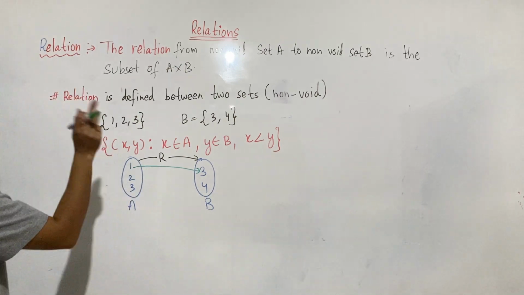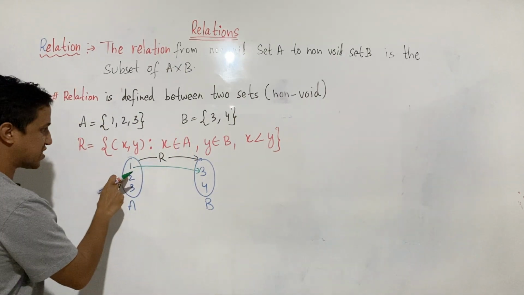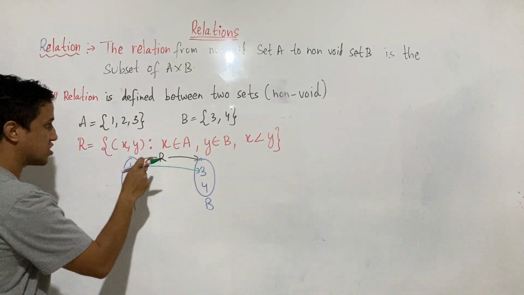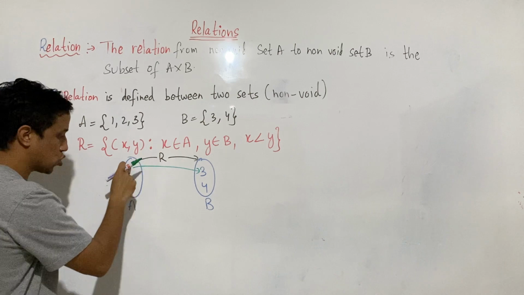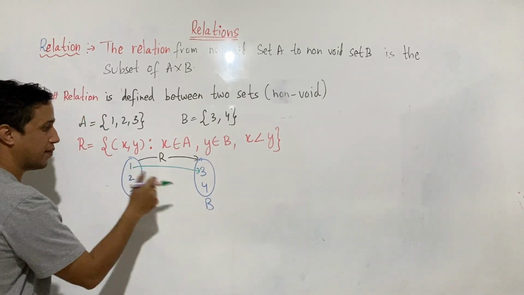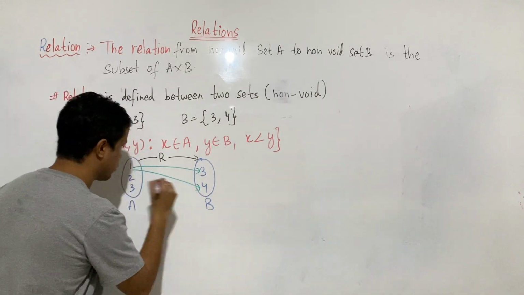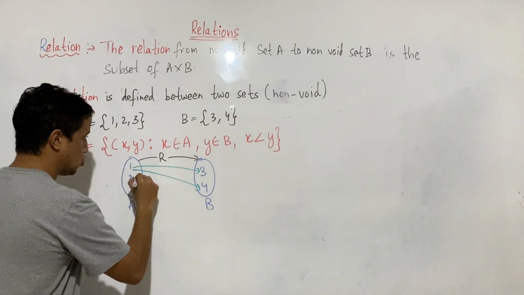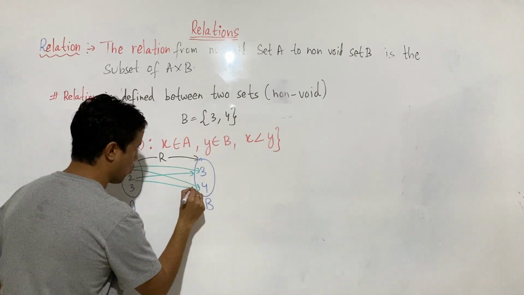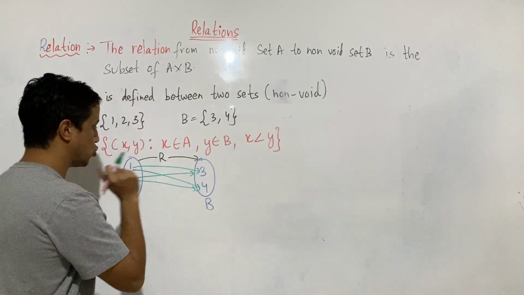Understand? And next is 1 and 4. Now, does 1 belong to A? Yes. Does 4 belong to B? Yes. Is 1 less than 4? Yes. Same here, 2, 3 and 2, 4. Why? Because 2 is less than 3 and 2 is less than 4.